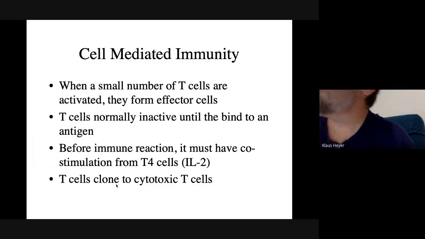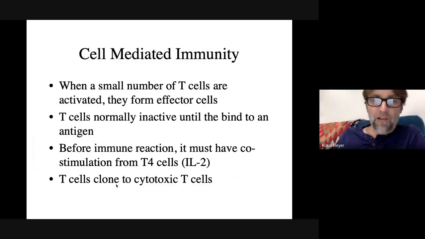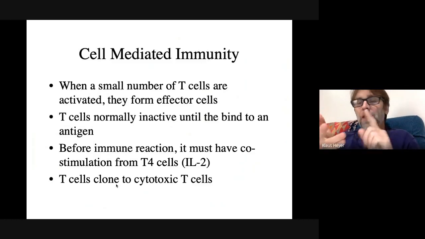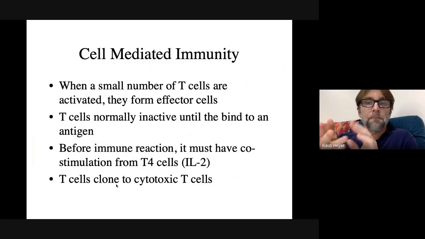So now we got millions and millions of cytotoxic T cells. And what they do is the same exact thing that natural killer cells do. They have perforin and they have granzymes. So they use those two weapons. So natural killer cells are similar to cytotoxic T cells, right? In that they use the same weapons.